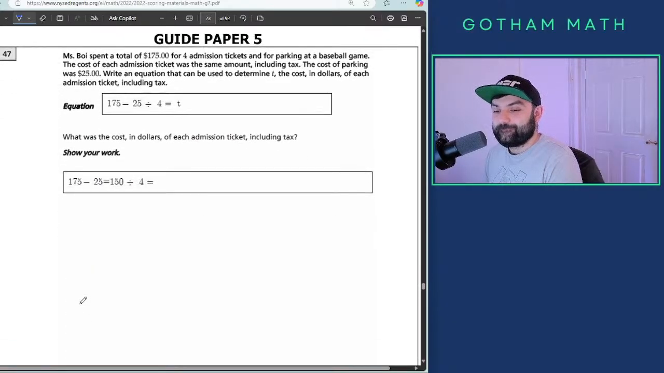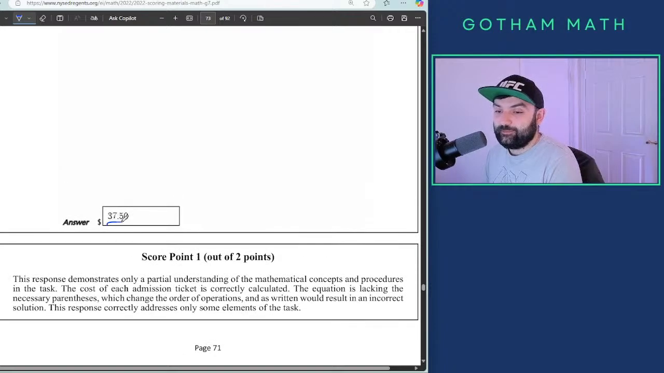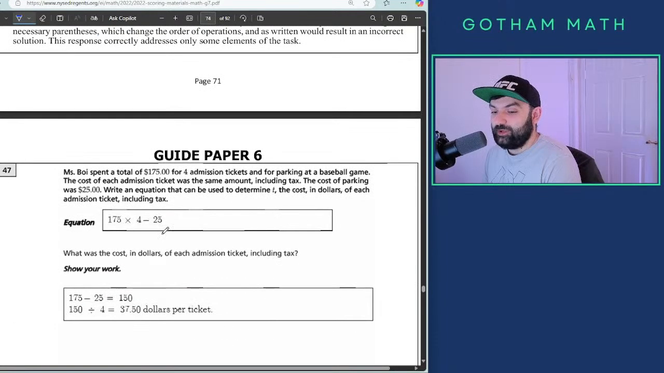Okay, wrong. No parentheses. No parentheses, and that's why this would be the first action, and we'll give you the wrong answer. Right answer though, 37.50. But magically though, 1. Well deserved.